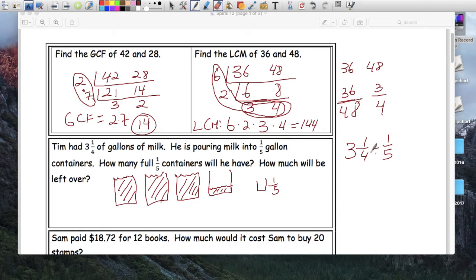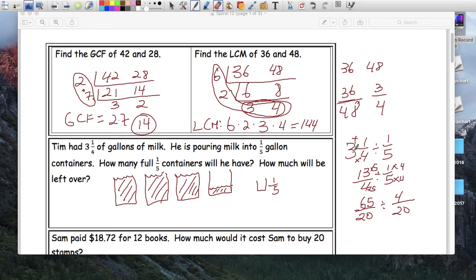Let's see. So we want to change this to an improper fraction. 4 times 3 is 12, plus 1 is 13. 13 over 4 divided by 1/5. And we're going to find the LCM, the common denominator for 4 and 5, and that would be 20. So how did the 4 become a 20? Times 5. So now multiply the top times 5. 13 times 5 is 65. How did the 5 become a 20? Times 4. So the top is times 4.